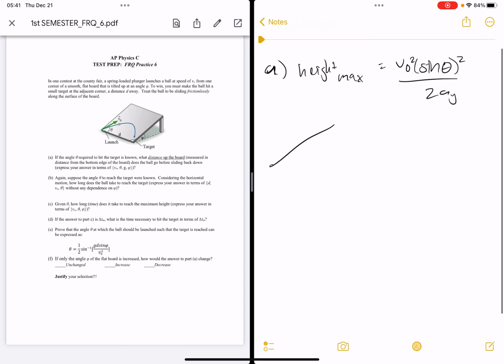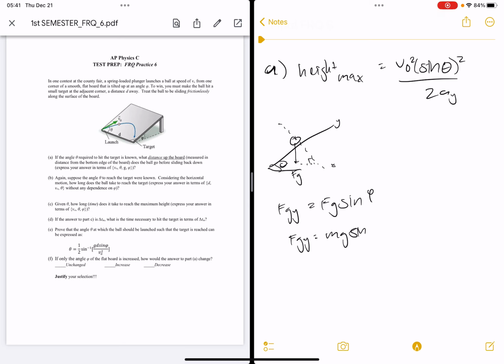Why? Because when we draw the incline, the ball, and we set this as my y-axis. So then this is my y, this is my x. When we have my angle theta, this is F of g. Let's draw like that. This should be a right angle. So that means that F of g y equals F of g sine phi, which is mg sine phi, and we know that F of g y equals m a y. We expand that: mg sine phi equals m a y. Cancel out the m's. We get a y equals g sine phi.